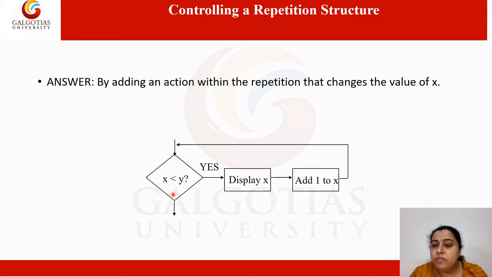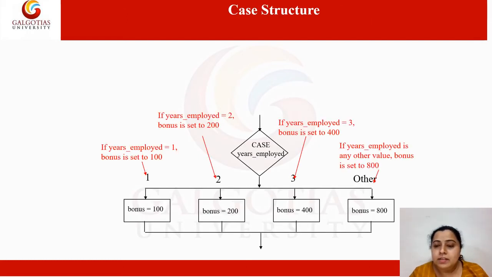Next comes the case structure. What do you mean by case? Let's say I would like to ask you some question which has some options associated with it. You will choose any one of them. A case structure also has a decision box. Why? You are taking the decision by picking any one of the options out of all that are given.